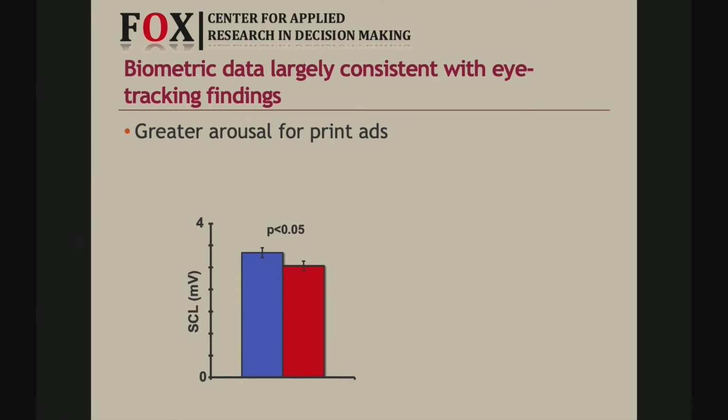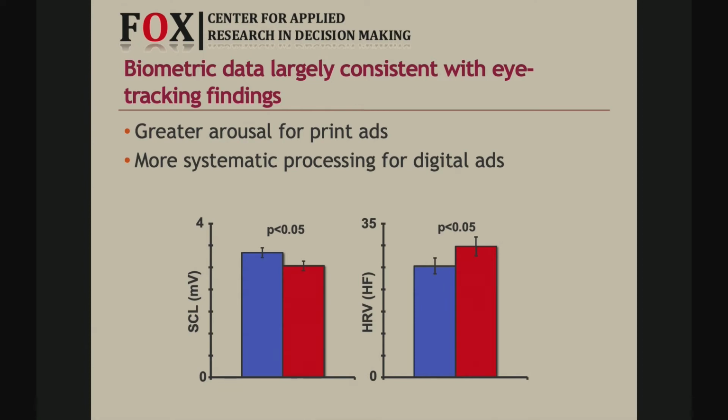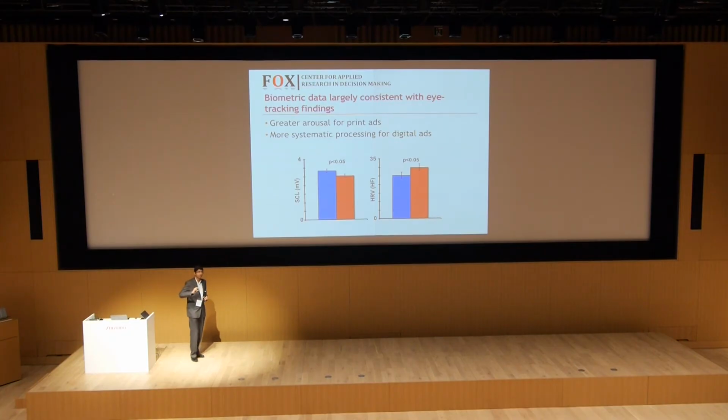But HRV high frequency, this is a heart rate measure of high frequency, think of it as a proxy for deceleration, not acceleration. So higher values here mean you're more calm or more relaxed. And so it looks like the print people are more aroused, or another way of thinking about it is on the digital side, people are more calm or process deeper. Whatever little they're processing, they process it more deeply, essentially.